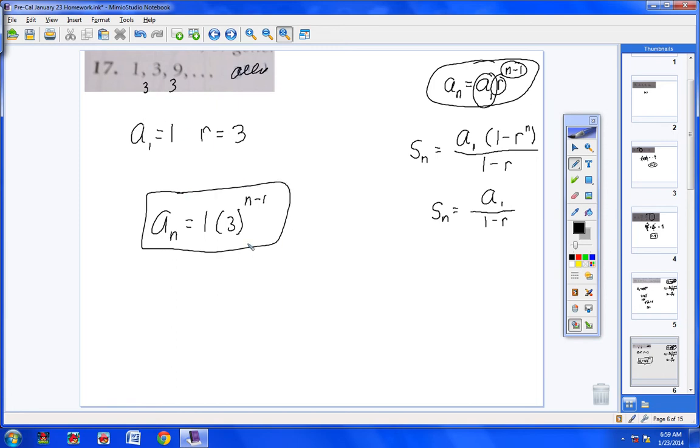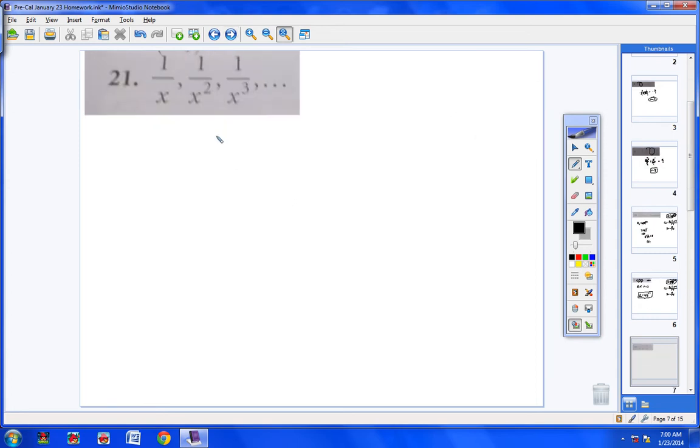If you want to test it, you could put a 1 in and you would get out a 1. Put a 2 in for n and you would get out a 3. Put a 3 in for n and you would get out a 9. Okay? All right, number 21. Let's write the nth term. First of all, we have to find the common ratio, and the way we do that is we circle any term and we divide it by the term to the left of it.